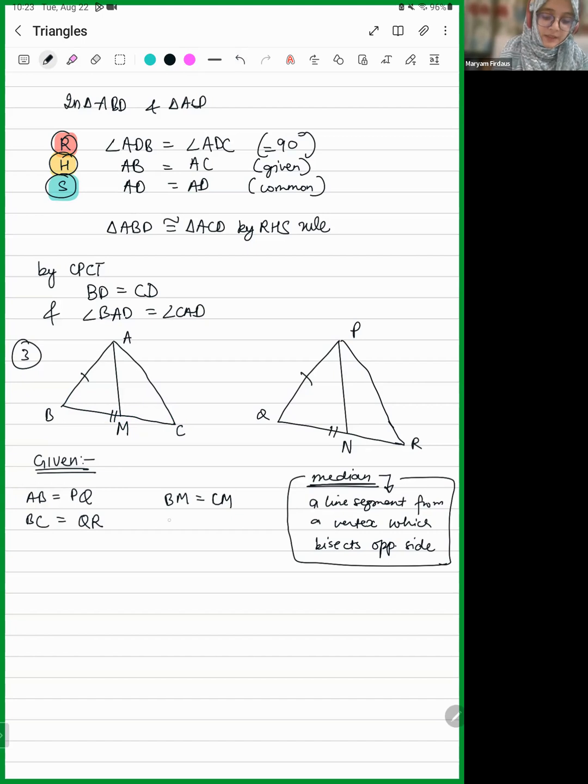And similarly, in the other triangle, QN is equal to RN. So because of this, we can say that their medians are also equal, meaning AM is equal to PN. It is given in the question that the medians are equal to each other. So AM is equal to PN.